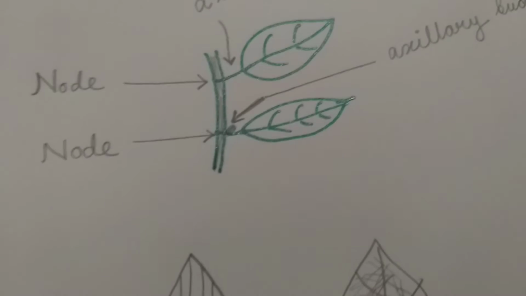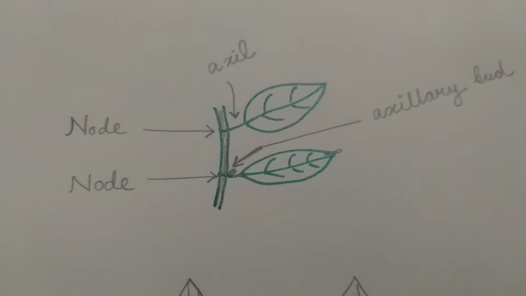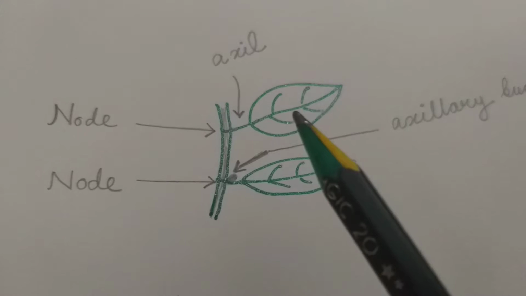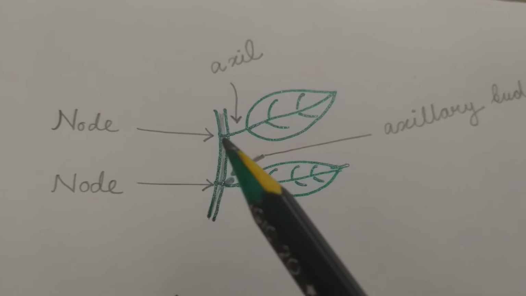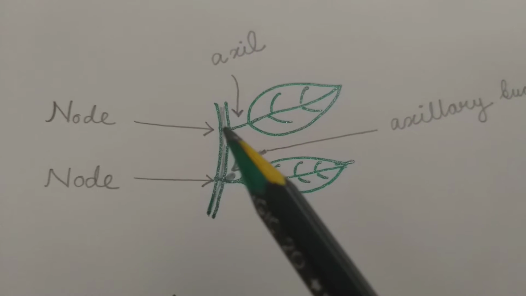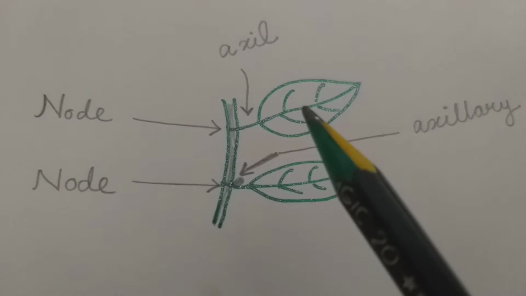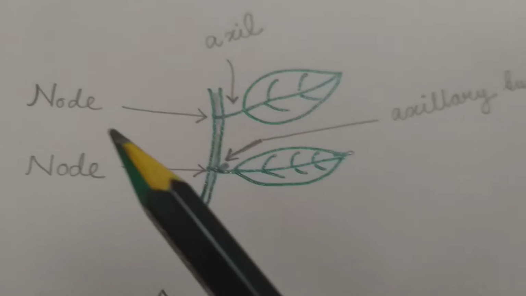This is the stem, the main axis of the stem. The leaf is borne at a specific region. The specific region on the stem where the leaf is borne is called node.